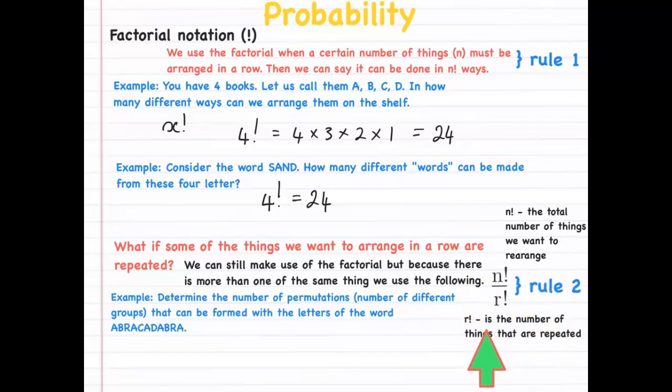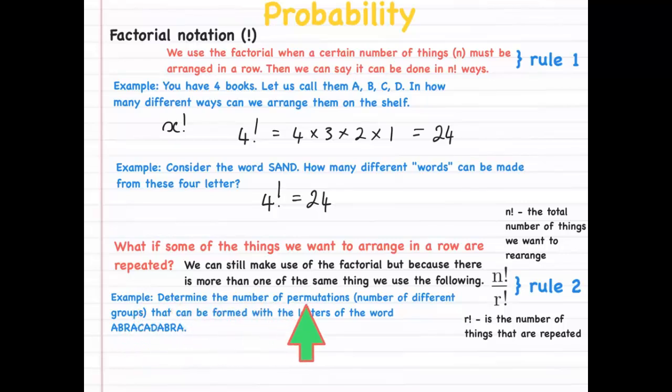Now, if you're still confused, I think the best way to remember this is with an example. But after the example, please don't forget: when do we use rule 2? It's when we want to arrange things in a row, but some of the things are repeated. So two different rules for two different situations. Here's the example.